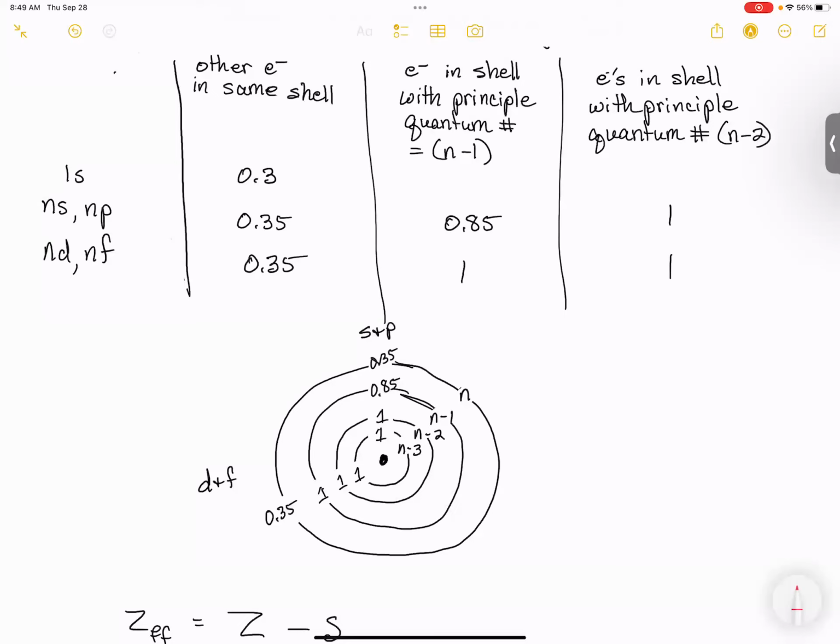Sure. Yes, you can take pictures of any slide you need. If you're concerned you'll make a mistake in translating.